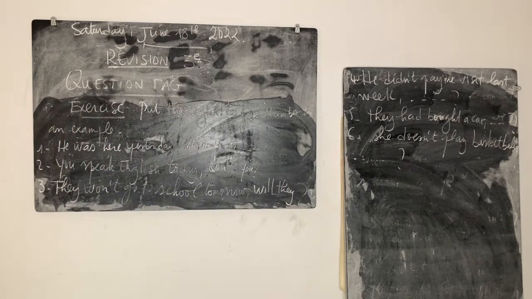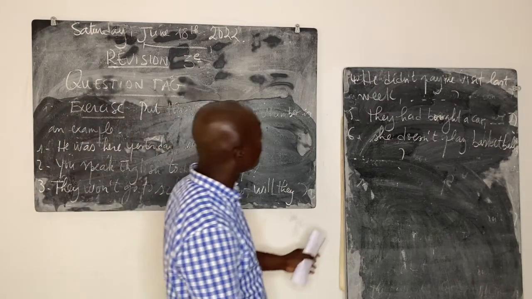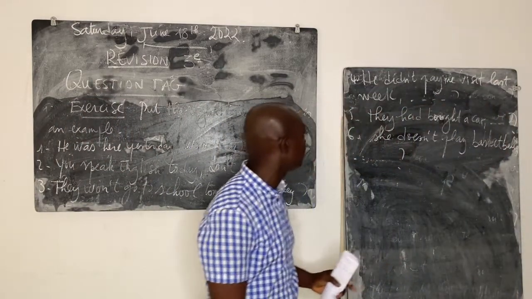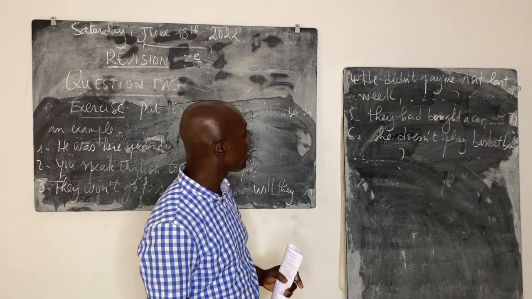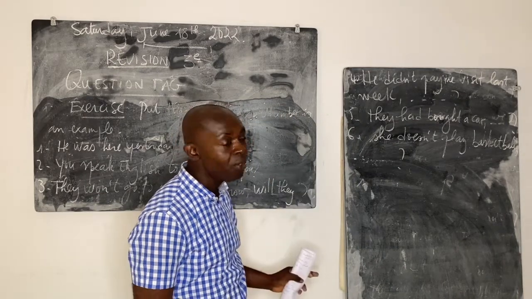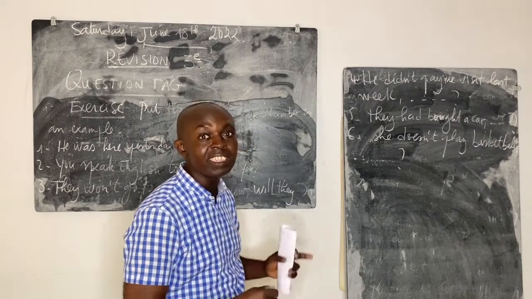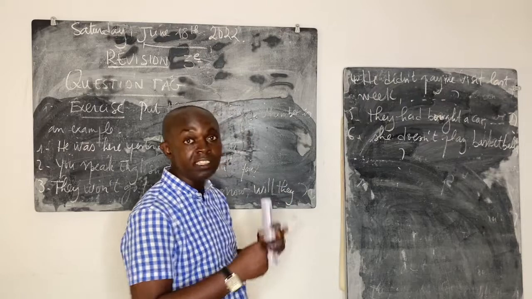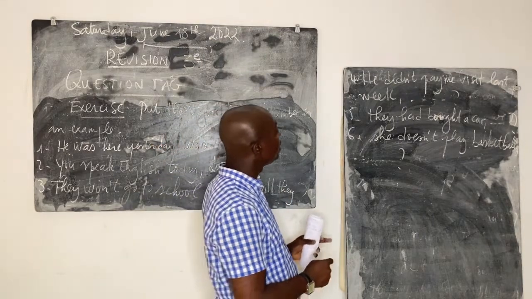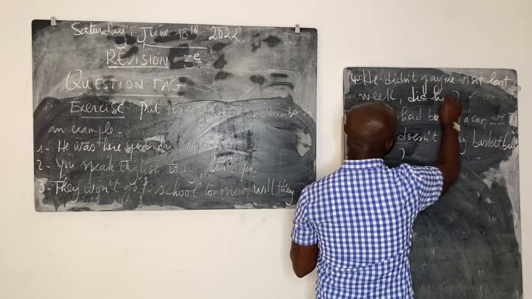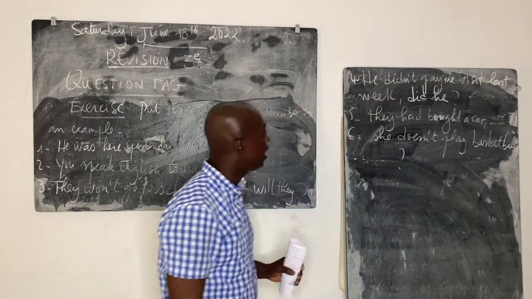Okay? Here, he didn't pay me visit last week. The sentence here is in negative form. So the tag is going to be interrogative form. It's going to be did he? Okay?